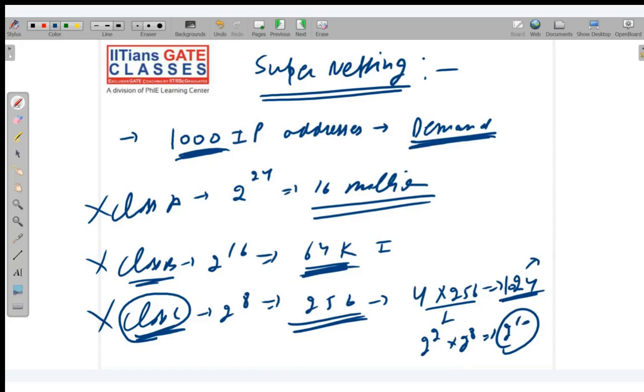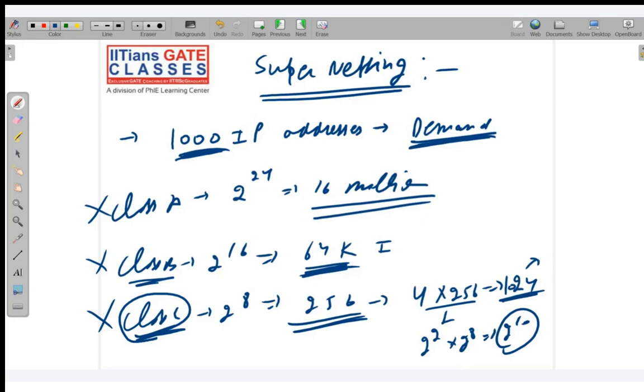So you can take the notes. Please write the first point: it is exactly opposite of subnetting. Next point: if an organization needs 1000 IP addresses, then we can assign 4 blocks of class C.